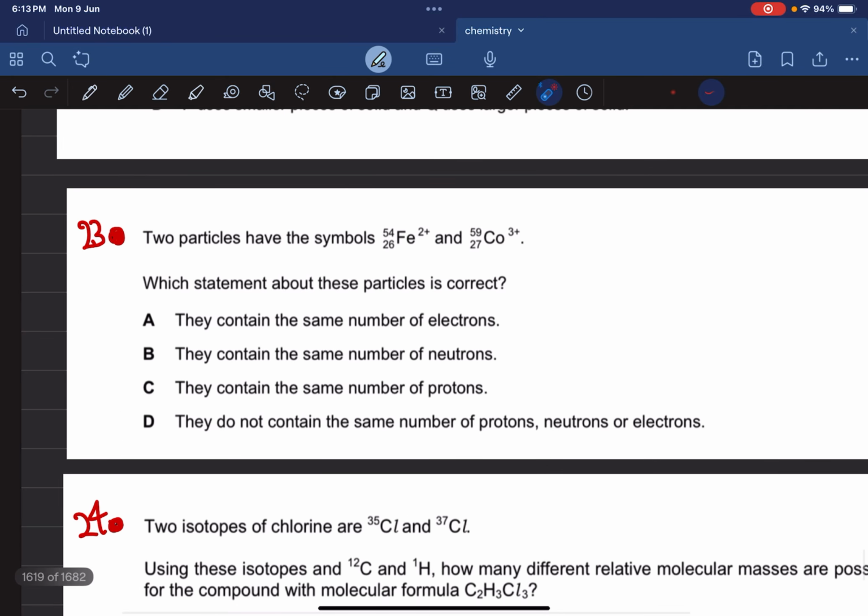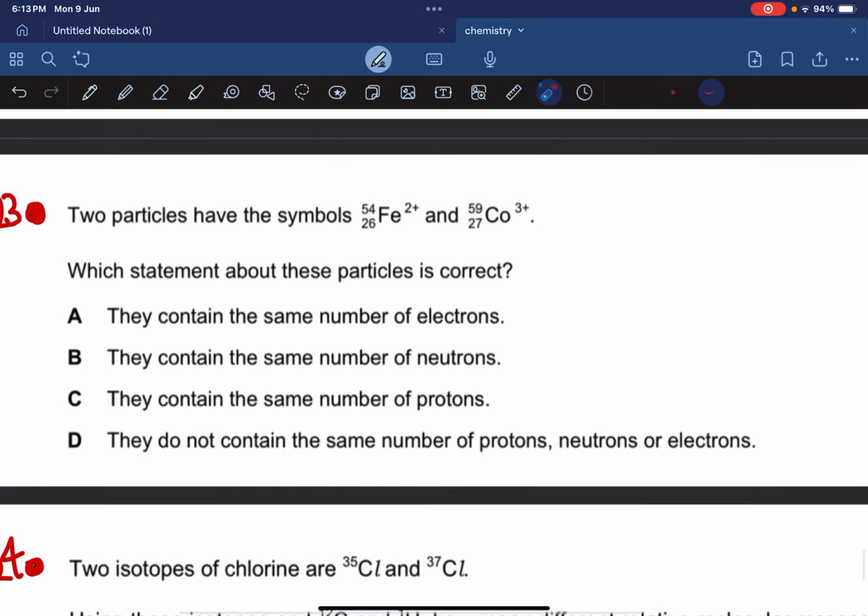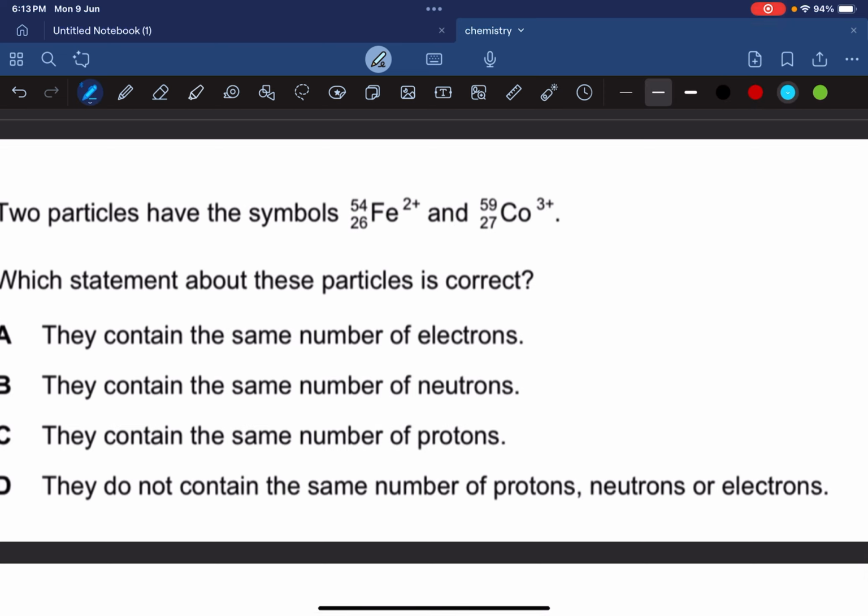Moving on, two particles have these symbols. Okay, which statement about these particles is correct? They can contain the same number of electrons. Let's calculate the number of electrons. Okay, 26 and 2 plus means 2 electrons lost, so 24 electrons. 27 and 3 plus means 3 electrons lost, so 27 minus 3 is going to be 24. So both have the same number of electrons.